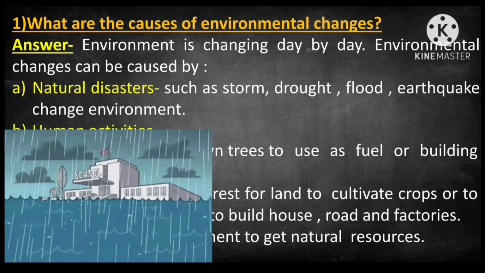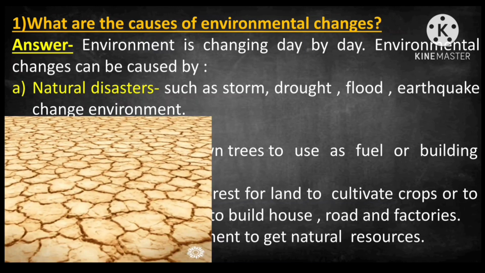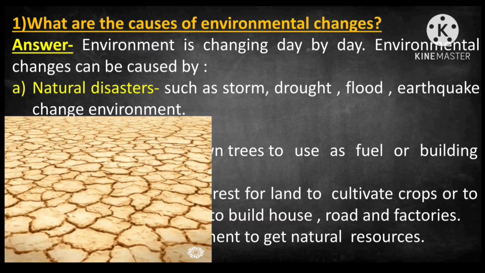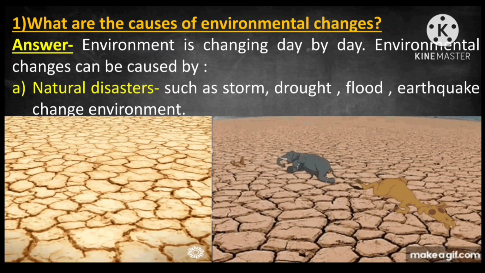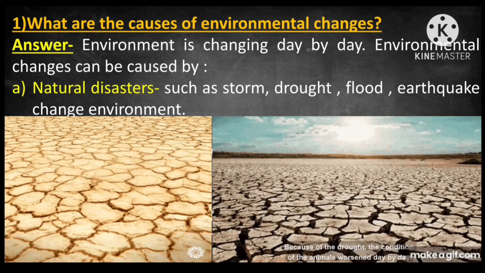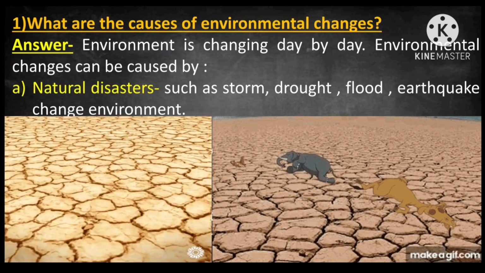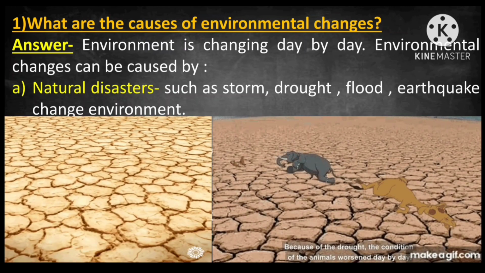Now let's talk about drought. What is a drought condition? A drought condition is an extremely dry condition when there is no rain for a long time. As a result, what happens in that area? Animals die. This is a huge loss. So that's how the natural disasters are changing our environment.